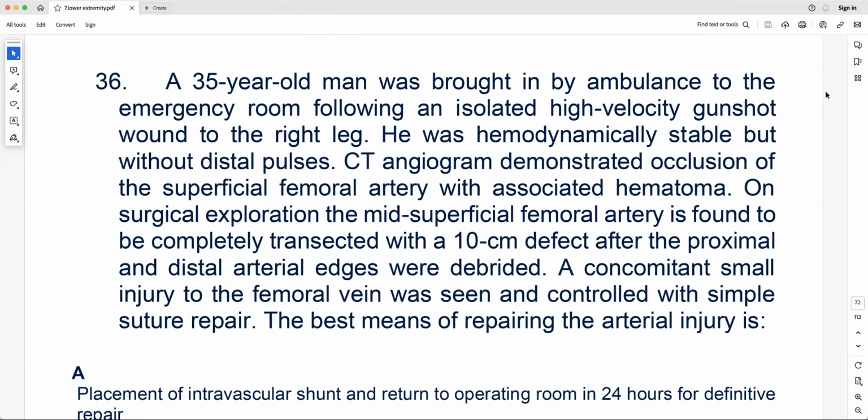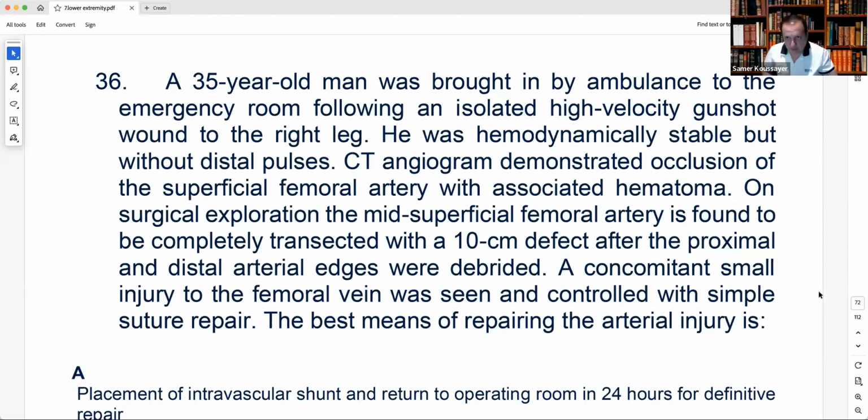A 35-year-old man was brought in by ambulance to the emergency room following an isolated high-velocity gunshot wound to the right leg. He was hemodynamically stable but without distal pulses. CT angiogram demonstrates occlusion of the superficial femoral artery with an associated hematoma. On surgical exploration, the mid-superficial femoral artery is found to be completely transected with a 10 centimeter defect after the proximal and distal arterial edges were debrided. A concomitant small injury to the femoral vein was seen and controlled with simple suture repair. The best means of repairing the arterial injury is?